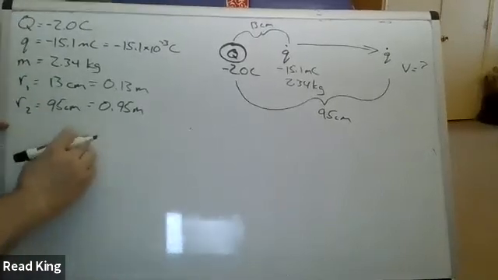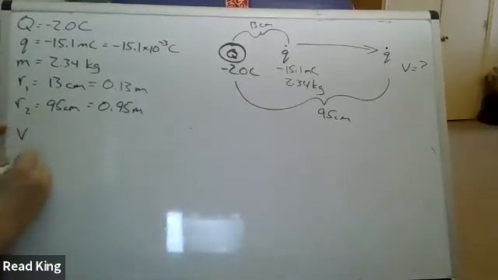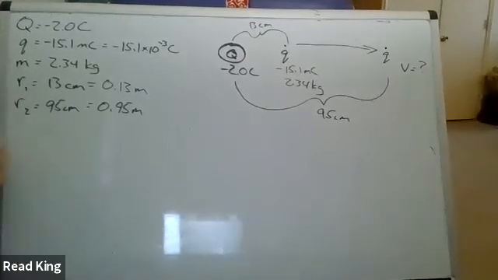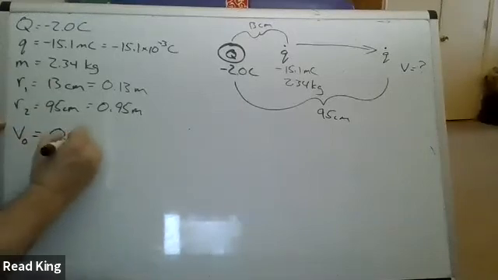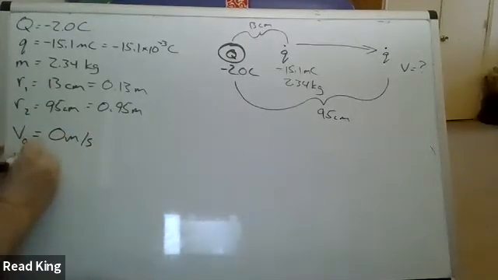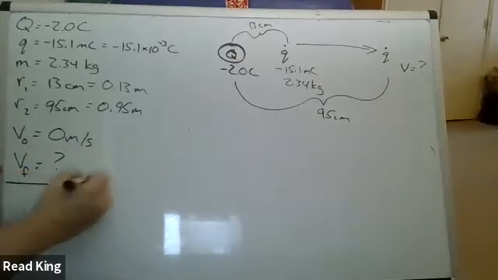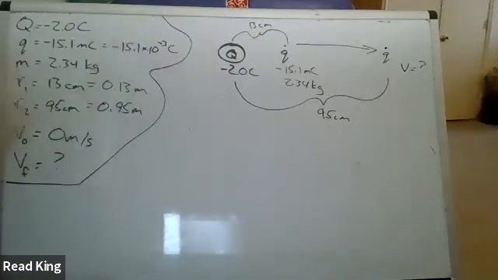We want to know what is the velocity. Actually, let's be a little more explicit. We know the initial velocity is 0 meters per second. We want to know what the final velocity is at the end. And we'll box that off so we know that's stuff we're not going to mess with anymore.